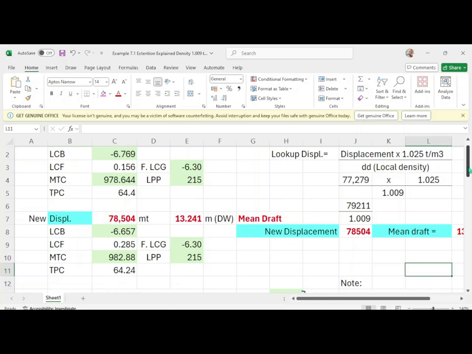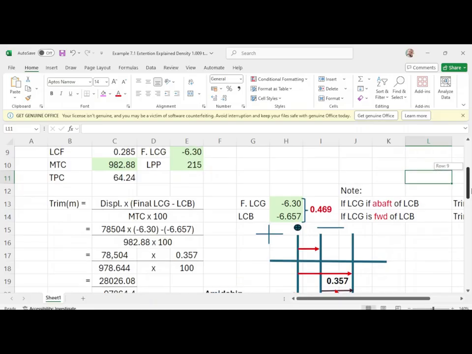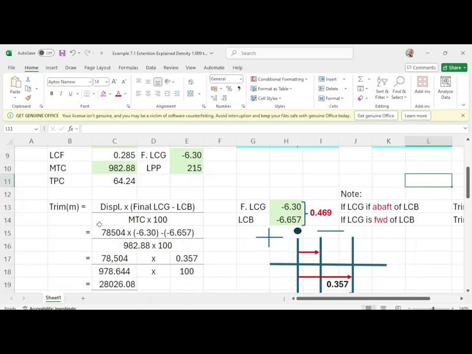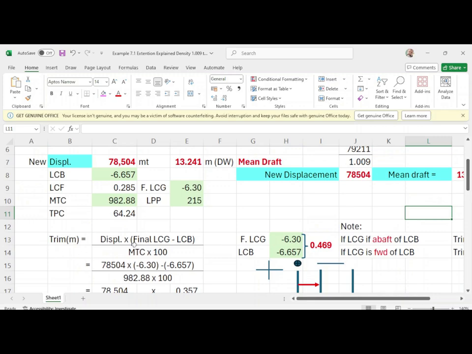So now let's proceed. First, we have to take out the trim. What is the trim? Okay, the formula is displacement times final LCG minus LCB. So displacement, which is this one, times final LCG, which is negative 6.30, and LCB is negative 6.57. Now take note, guys.